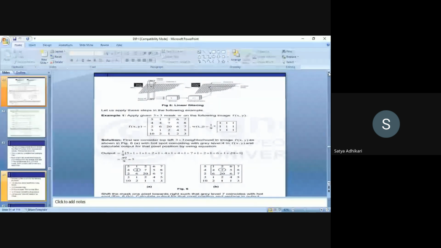So if we keep a mask, you see, first we consider the left 3 cross 3 neighborhood. We have to keep the mask on the first left 3 cross 3 neighborhood. You see, if we keep the mask, you see image A. Please see the image marked as small a in the solution part.